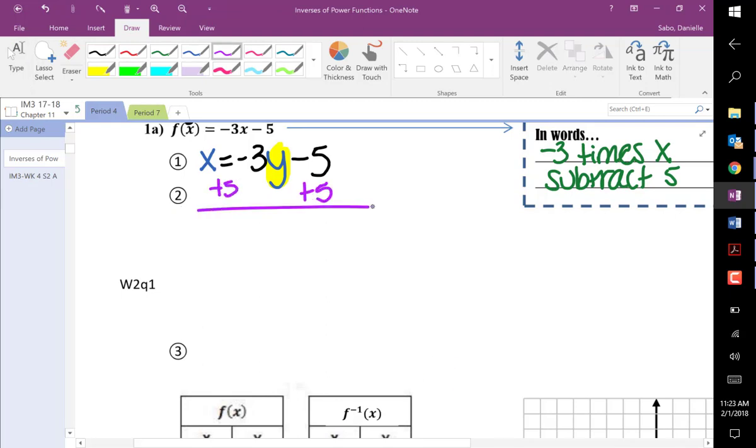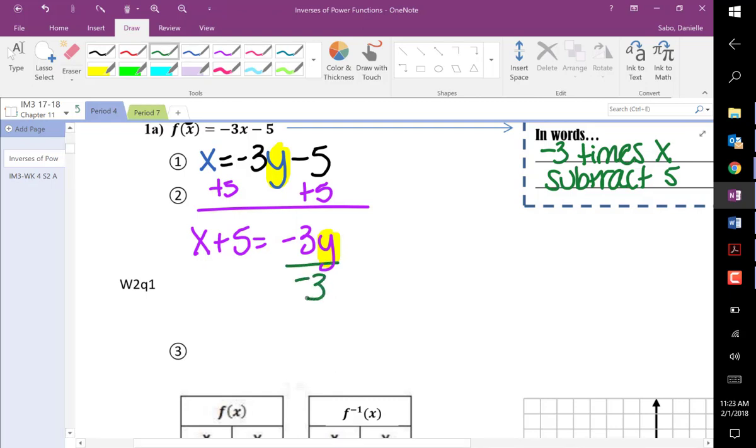Now, I can't combine x and 5. They're not the same. So I just rewrite it. So x plus 5 equals negative 3y. Again, I'm still solving for y. It's a two-step problem. What do I do to both sides to get rid of this negative 3? Divide. Here's why again.